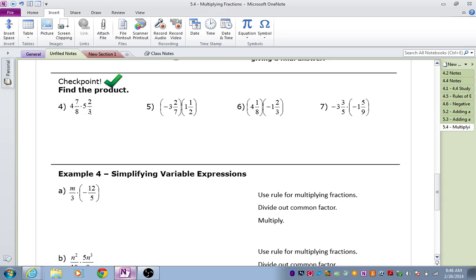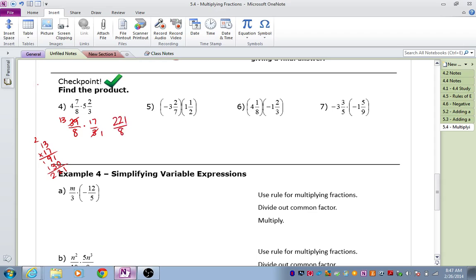For number 4, we need to change them to improper fractions. So this would be 39/8 times 17/3. 3 goes into 3 once. 3 goes into 39 13 times. Okay, that's the only thing we can factor out. So we're going to say 13 times 17 is 221. So 221/8.